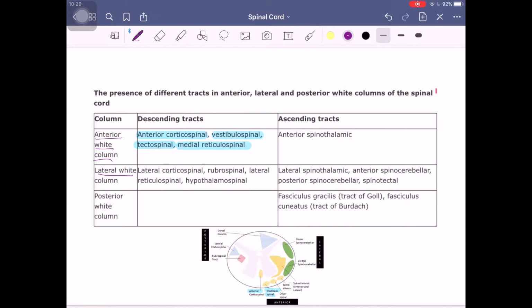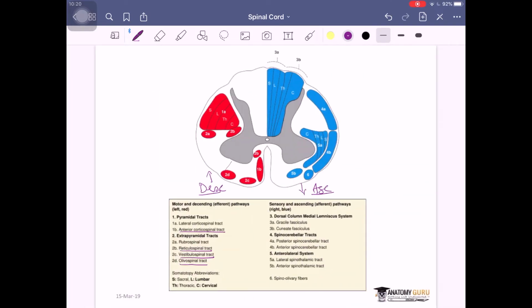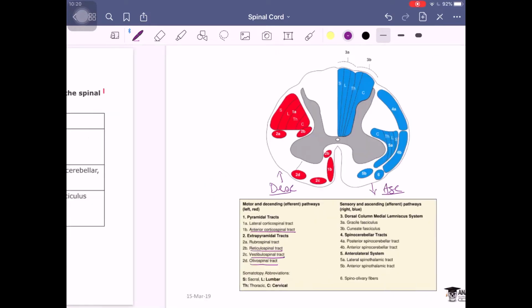Here also you see the anterior corticospinal, vestibulospinal and reticulospinal. Tectospinal is not shown in this particular figure, but tectospinal will also be located in the same area. Anyway, this is just an idea. We will find the proper picture in a future slide, and there we will get to know.